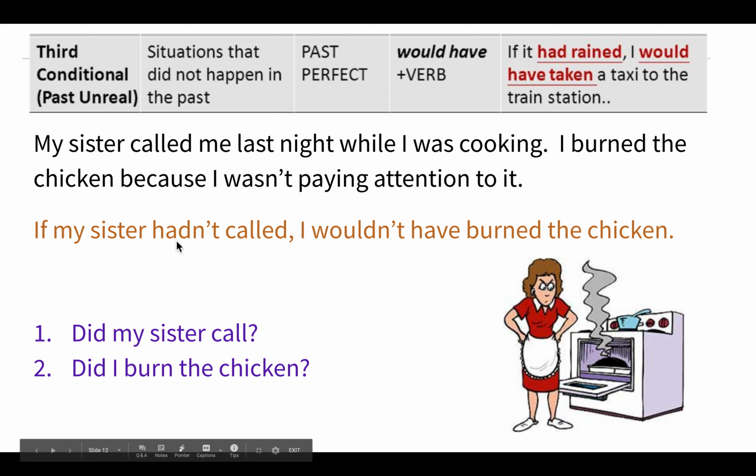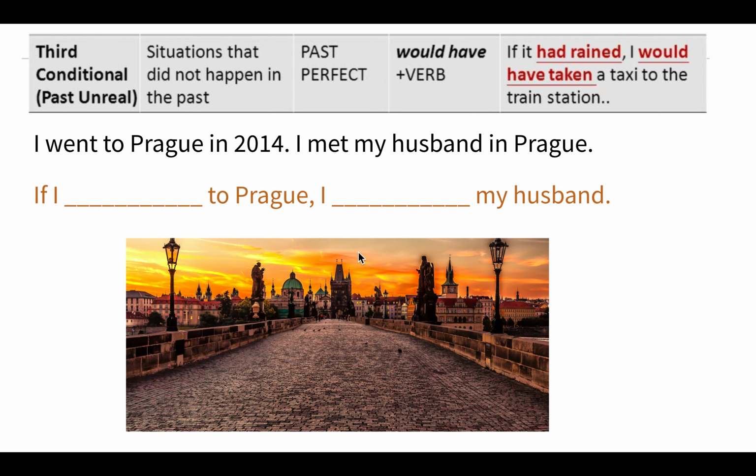Okay, so again, we can see another situation where third conditional is used to talk about something, to change something in the past. Here's one more, and I'd like you to pause the video. You can use the chart up here. Remember, the if clause uses past perfect. The result clause uses would have plus verb. This is the real situation in black. This is the conditional. Try to finish the conditional by yourself.